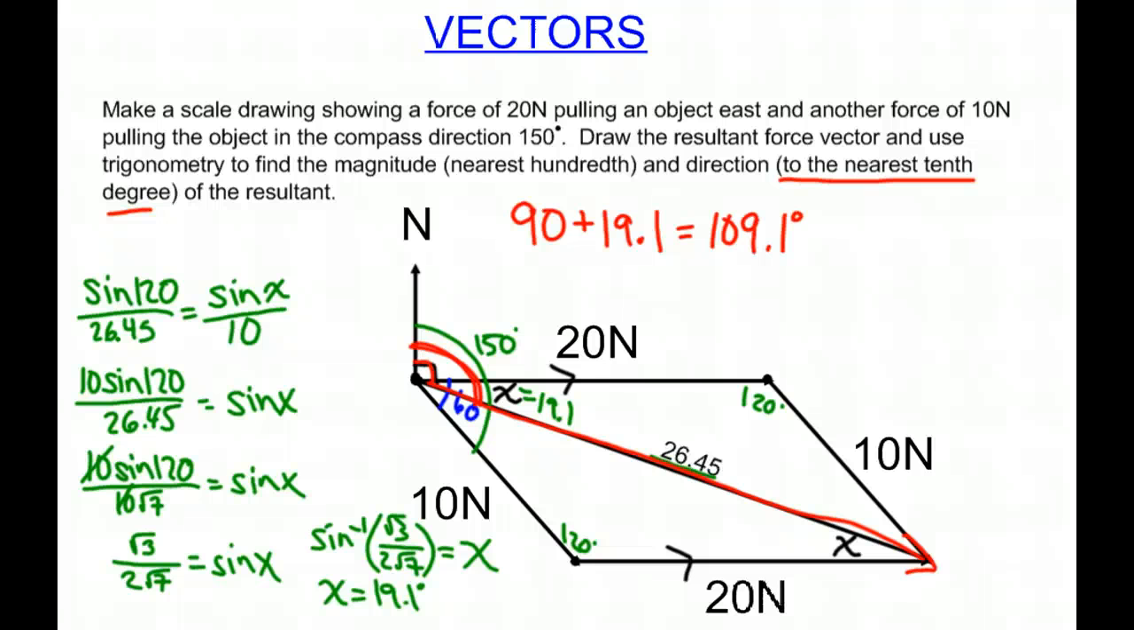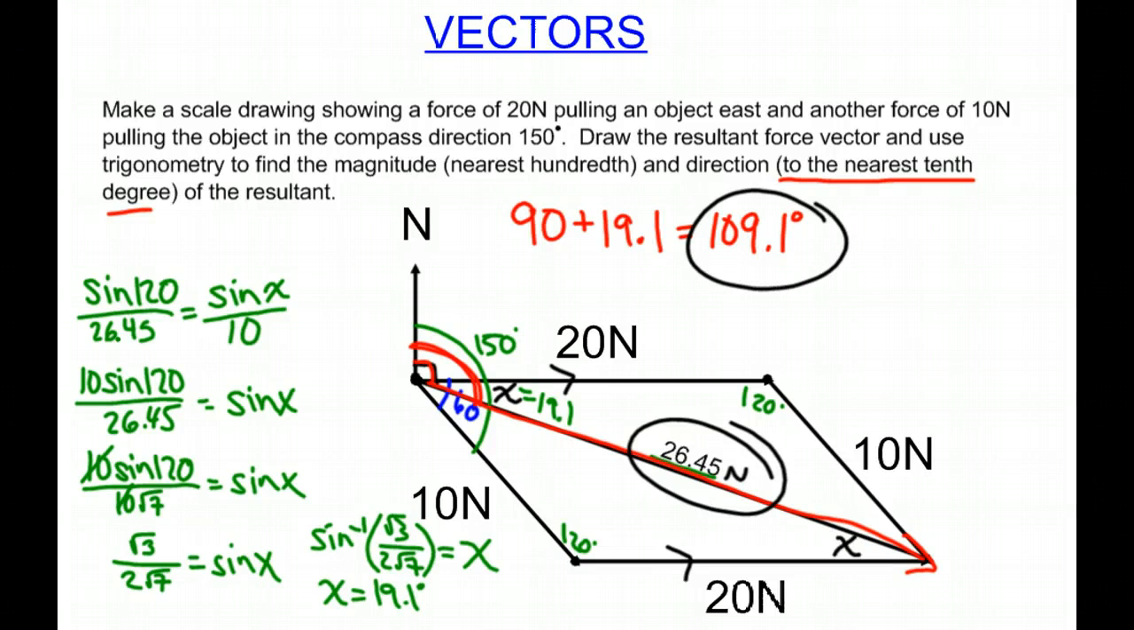So we found the resultant force vector. We used trigonometry to do so. We found our magnitude, which was 26.45 there. And then we also found our direction, which was 109.1 degrees.